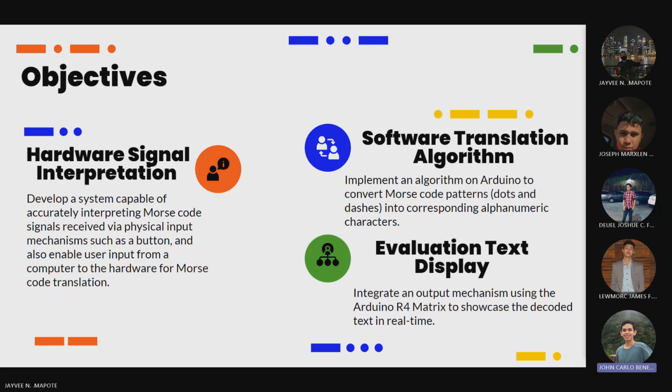Second is the software translation algorithm. We'll implement an algorithm on the Arduino to convert Morse code patterns, such as dots and dashes, into corresponding alphanumeric characters. The third is the evaluation text display. We'll integrate an output mechanism using the Arduino R4 LED matrix to showcase the decoded text in real time.